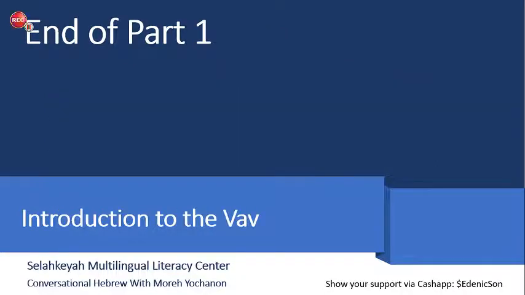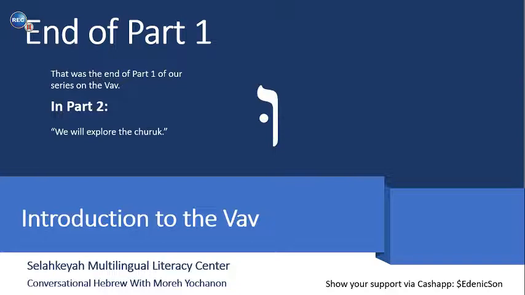All right. Congratulations, guys. You've gotten to the end of part one of our series on the vav. In part two, coming up in the next video, we will explore the shuruk. The shuruk is the vav with the dagesh inside of it. It makes the oo sound. And the shuruk is not like the kibbutz. For the kibbutz, we will use the double O, and for the shuruk, we will use the U sound. But they both make the oo sound, if you will. Okay?